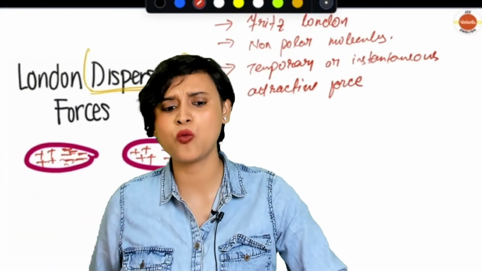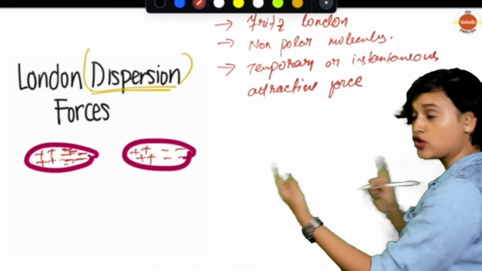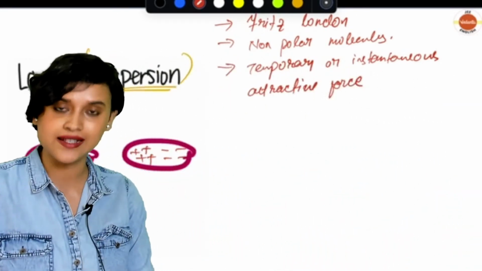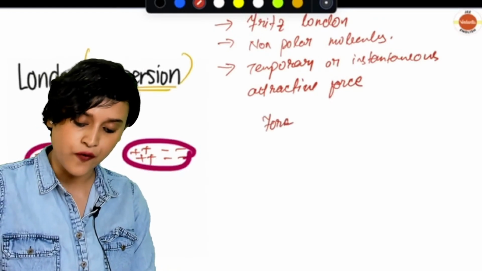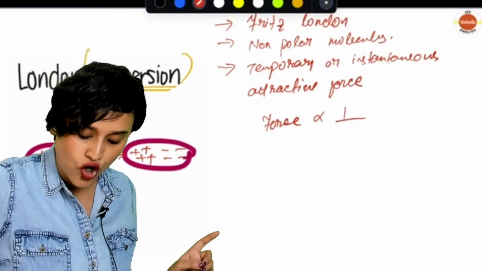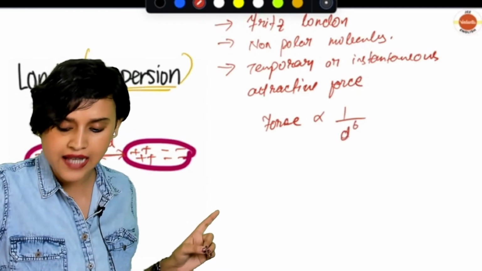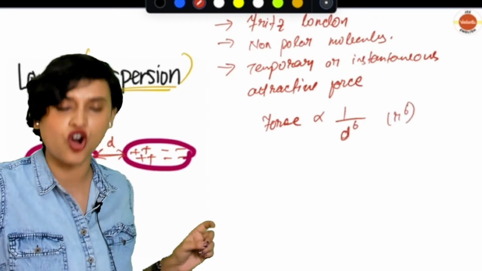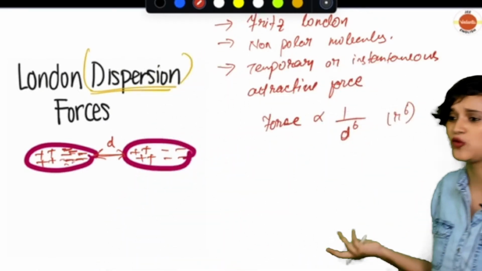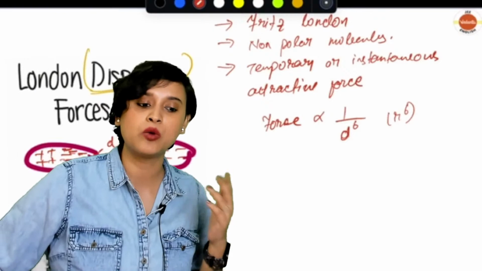Now you're going to ask me, ma'am, what is the relation of the force? You also see that there are two atoms here, so obviously there is a distance acting. How do we give the relation? My dear students, force is inversely proportional to 1 by this distance, let's call it d. So this distance, d to the power 6. In some books you will also see it as r to the power 6, whatever. Just denote that this is the distance. So force is given as 1 by d to the power 6.